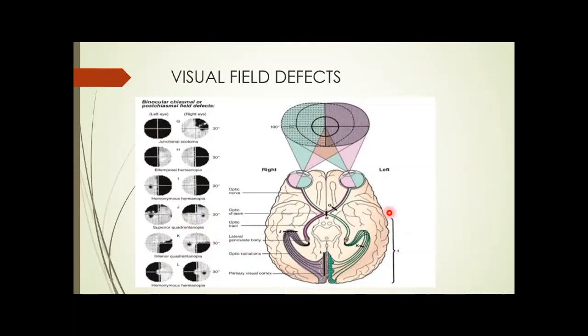Hemianopia is a defect in one field of vision. Half of the field of vision is affected. In homonymous, the field defect will be in the same half of the visual field, the same side. If the right side lesion is there, then the person will not be able to see the right field of vision.